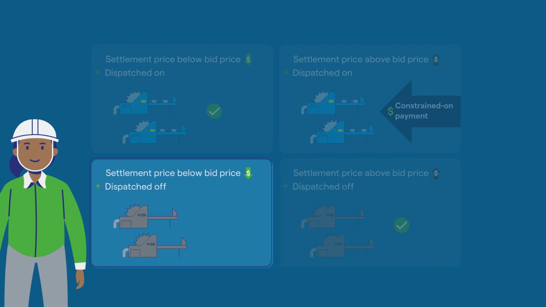Finally, the fourth outcome. Sarah's machines were dispatched off, but the settlement price is lower than her bid price. This means she would have been willing to purchase electricity at that price and would have kept production going. Sarah gets a constrained off payment to compensate for the production interruption.